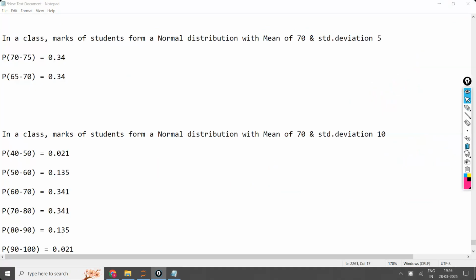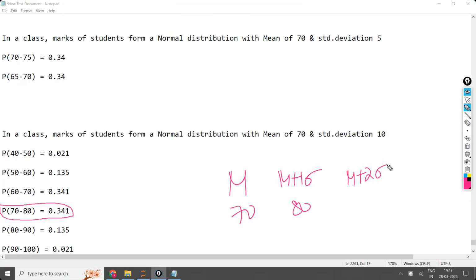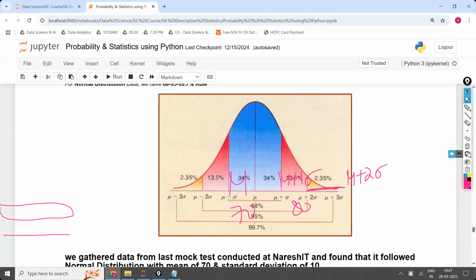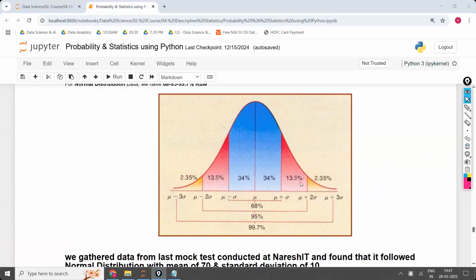Okay. So if you observe this one, what is the mu? Here in this case, mu is 70. Mu plus 1 sigma is 80. What is the probability between 70 to 80? The answer is 0.34, which you calculated from the Z table. Now, mu plus 2 sigma: from here to here, what is the probability? From 80 to 90, from the Z table, you calculated 0.135. Every time it is going to be 13.5% only, which is also called 0.135 value wise.